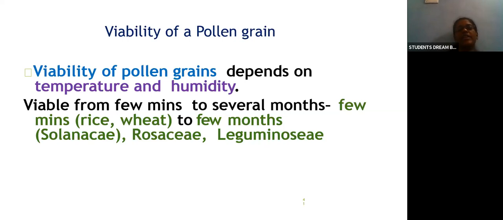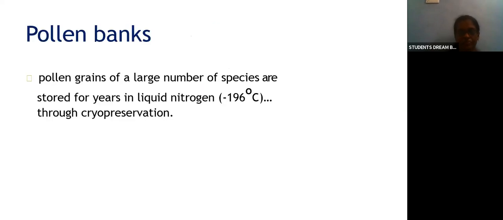Viability depends upon the temperature and humidity. Clear? In some plants, the pollen grains can survive only for a few minutes. For example, in rice and wheat, it can survive only a few minutes. Whereas in families like Solanaceae and Rosaceae, it can survive for a few months also. So the viability varies from plant to plant.